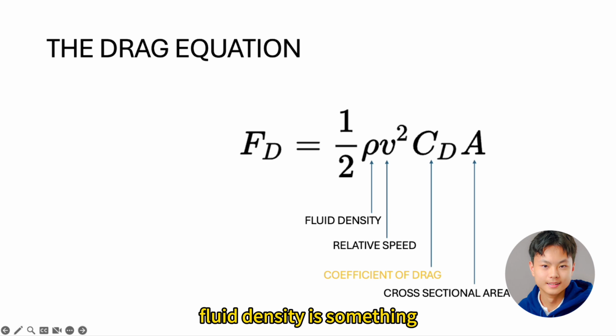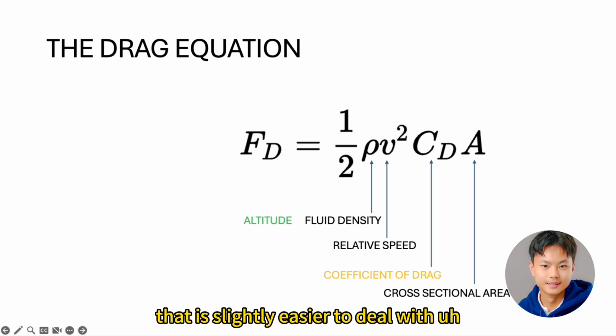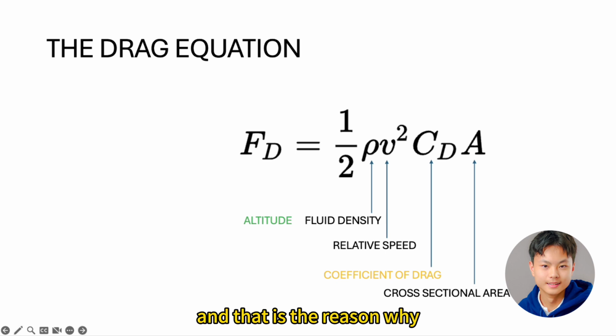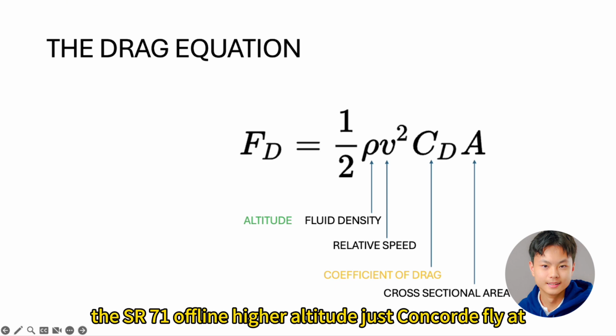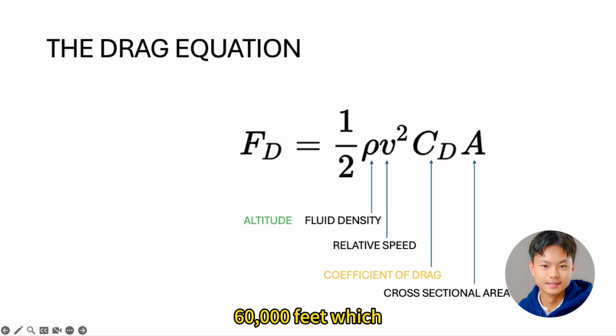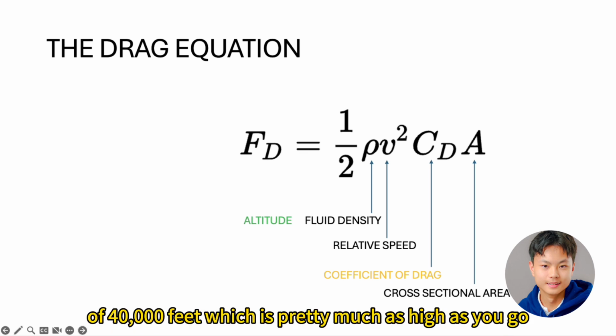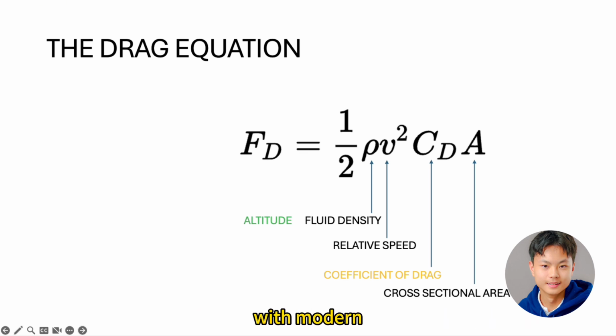Fluid density is something that is slightly easier to deal with. As you increase in altitude, the density of air decreases, and that is the reason why many faster aircraft such as the Concorde and the SR-71 all fly at higher altitudes. The Concorde flew at 60,000 feet, which at that altitude has less than half of the air density of 40,000 feet, which is pretty much as high as you go with modern airliners.